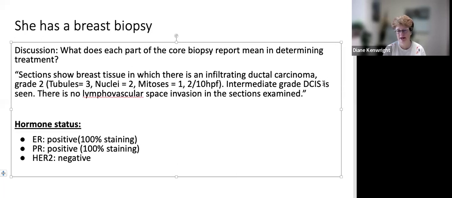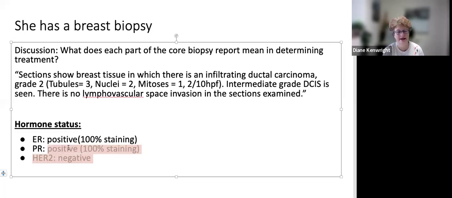DCIS is also present, okay? And this has intermediate grade nuclei. In other words, grade 2 nuclei matching the cancer, implying that the cancer has arisen from this DCIS. There is no spread into the lymphatics or capillaries or any other small vessels in the sections examined. This means that we can't see it. It doesn't mean that it won't be present on a bigger biopsy.